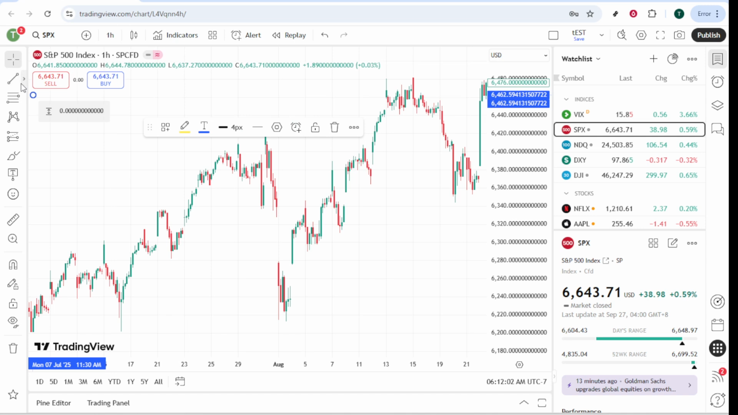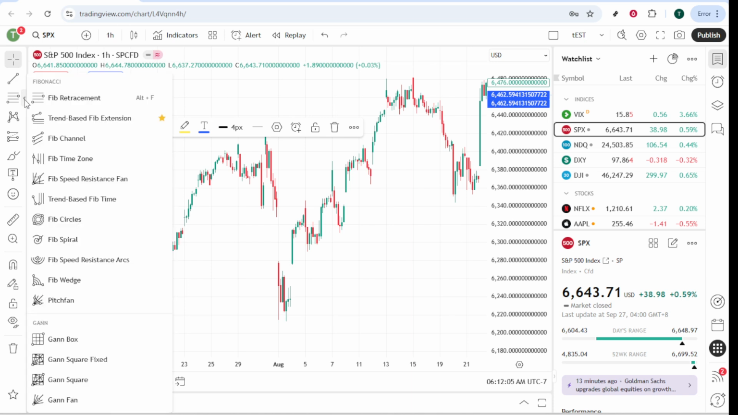Fibonacci and Gann tools are both crucial for technical analysis, particularly if you delve into the mathematical side of market trends. These tools allow you to forecast potential price levels based on historical data, providing insights into hidden levels of support and resistance.